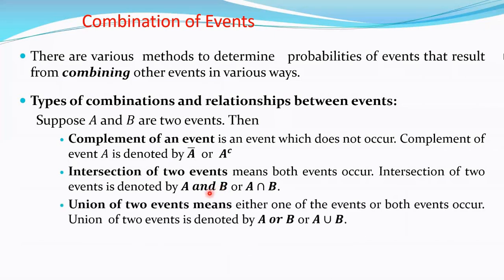Then the union of two events. We can combine two events using intersection or union. With union, either one of the events or both events can occur. Either one or both can occur. Here, with the intersection, only both will occur. With the union, either one or both will occur. That is A or B, or A union B. So these are the combinations we are going to use to calculate the probabilities.